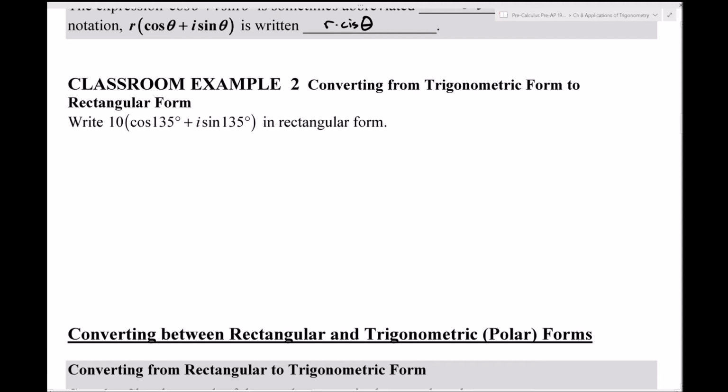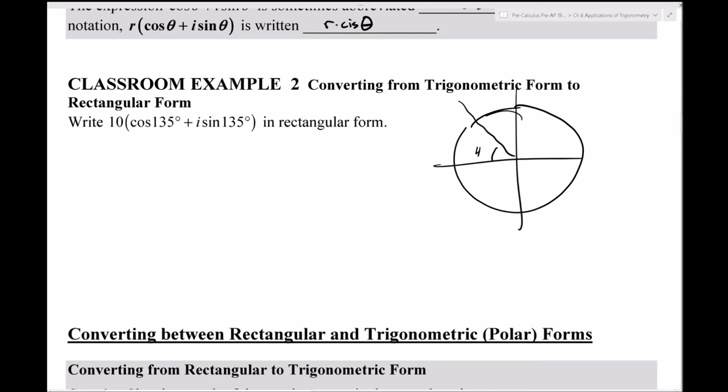So 135, is it one of those values in the unit circle? That's bad that I forgot. So yeah, it is. 135 is in the second quadrant with a 45-degree reference angle. So the distance this way is 45 degrees. Distance this way is 135. Okay, so write 10 cosine 135 plus i sine 135 in rectangular form.